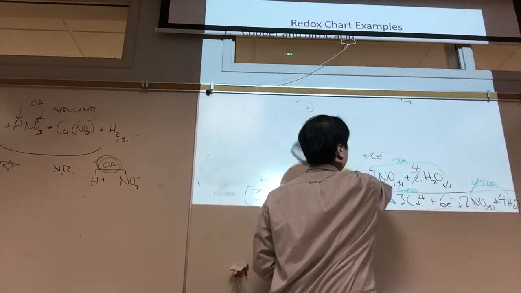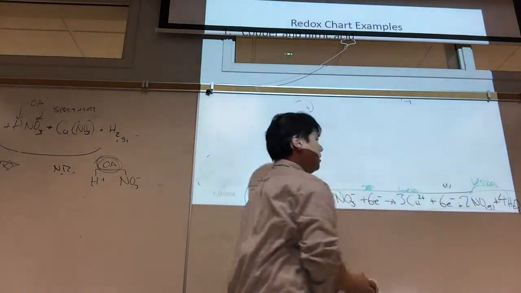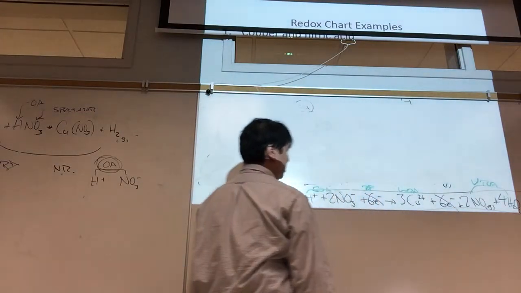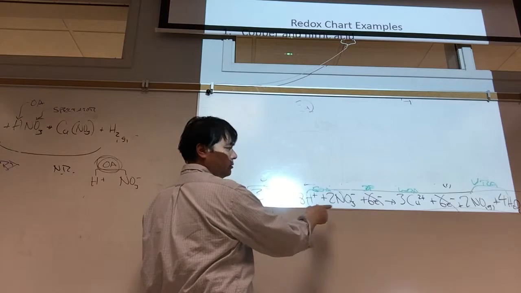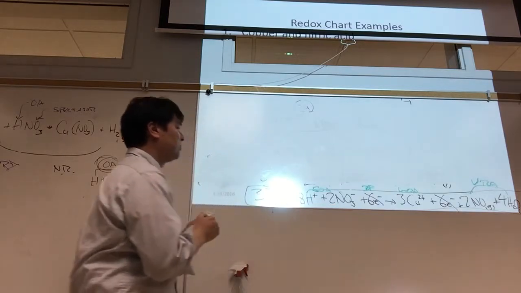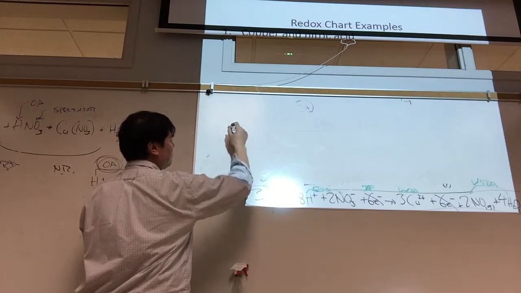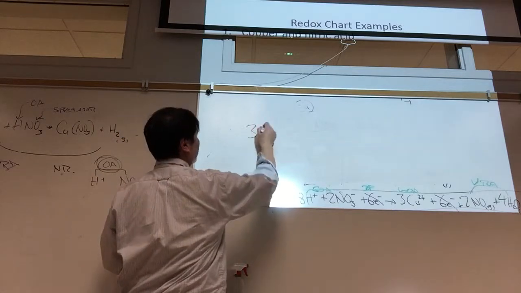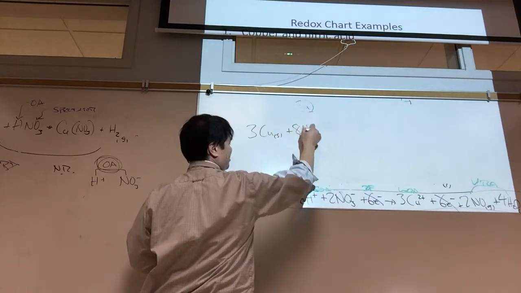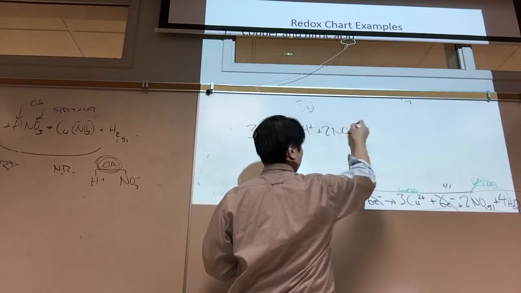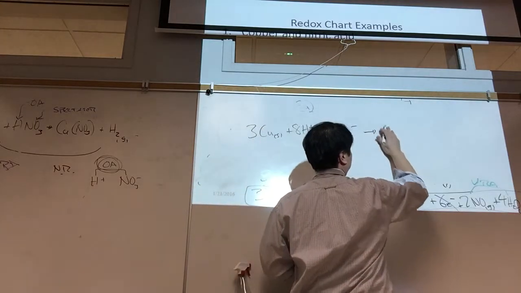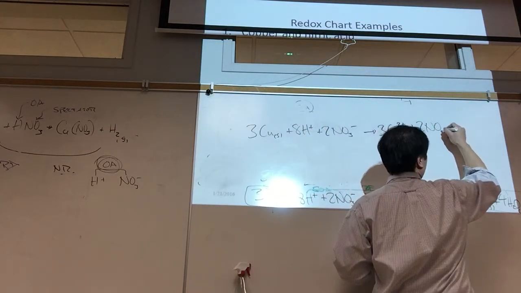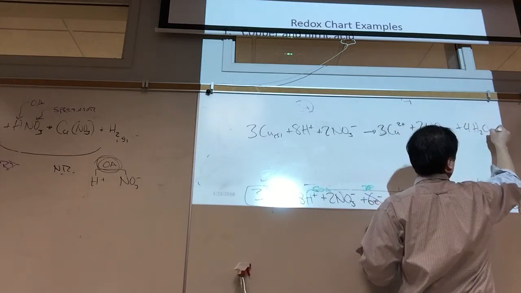Now, we can simplify this because these electrons cancel, 6 electrons, 6 electrons. The waters don't cancel. Actually, that's all we can simplify. And so after we simplify it, our net reaction is going to look like this. It's going to be 3 copper solids plus 8 H plus 2 nitrate yields 3 Cu2 plus 2 NO gas plus 4 H2O.